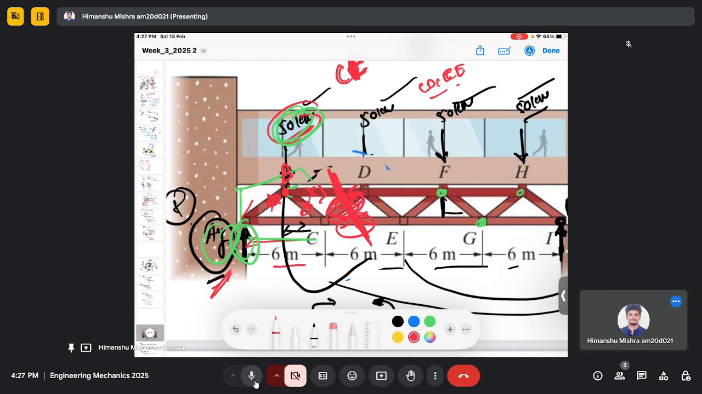Okay, I understand. So if we get more unknowns, then we can't solve. So we have to reduce the unknowns. Yeah, so we have to choose the preferable one. Okay. Thank you.